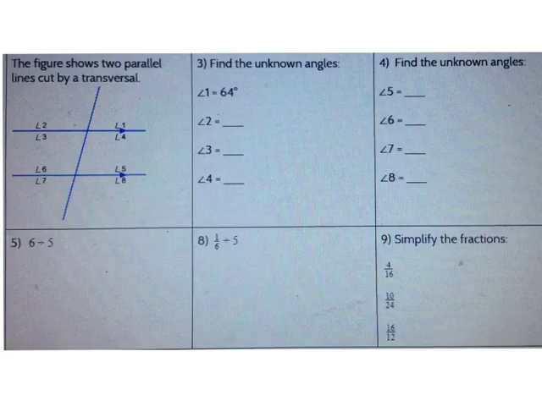The figure shows two parallel lines cut by a transversal. Angle 1 is 64 degrees. Go ahead and find angles 2, 3, and 4. Remember that vertical angles are equivalent and angles on a straight line are supplementary. They add up to 180 degrees.